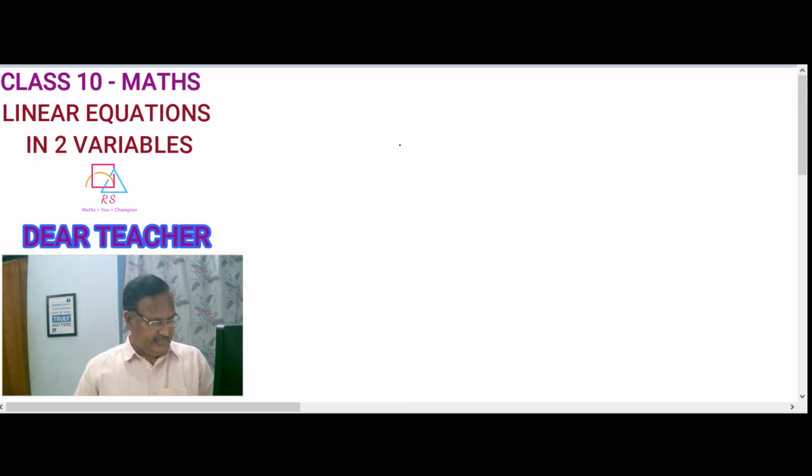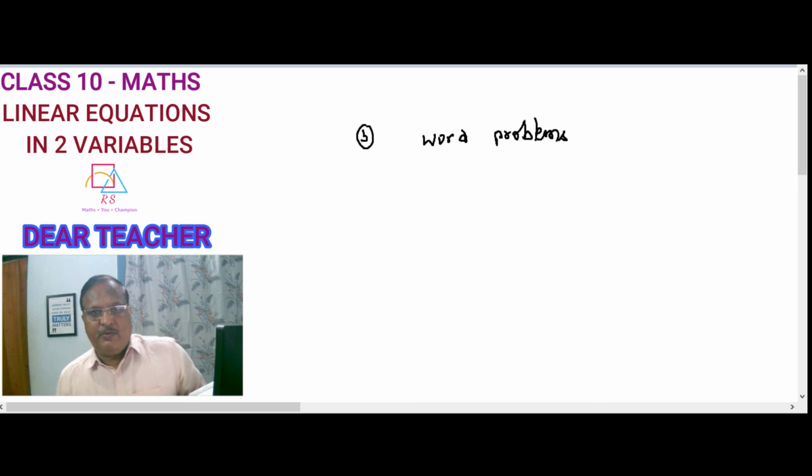Now let us see the third question. From the pair of linear equations for the following problems, find their solution by the substitution method. These are word problems. Word problems are very, very important. In European countries they call them story problems. Definitely, word problems are very important in this chapter.